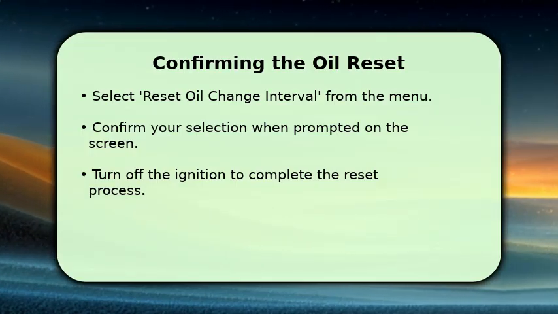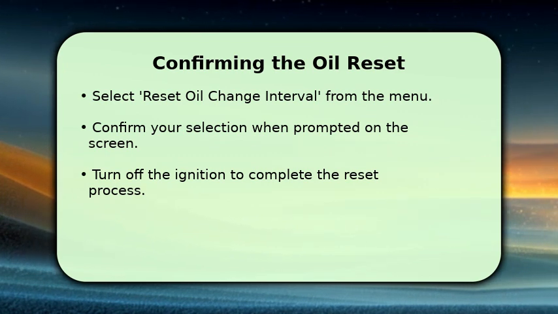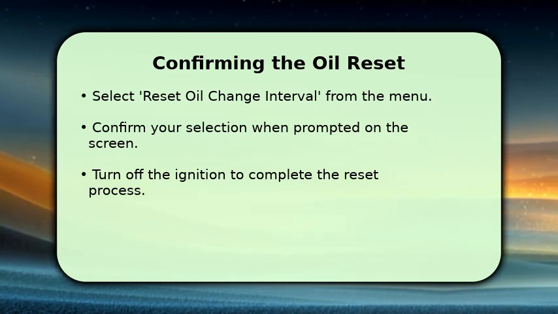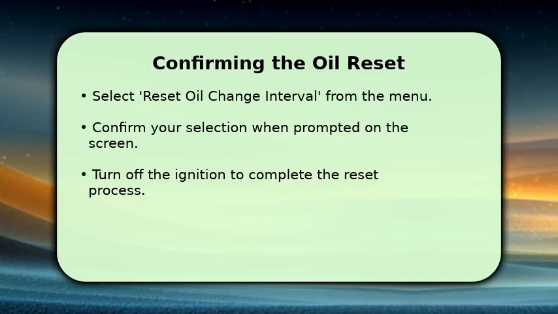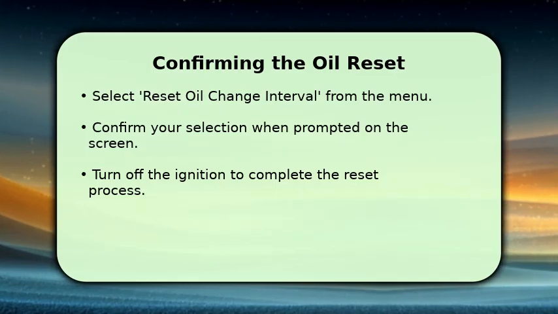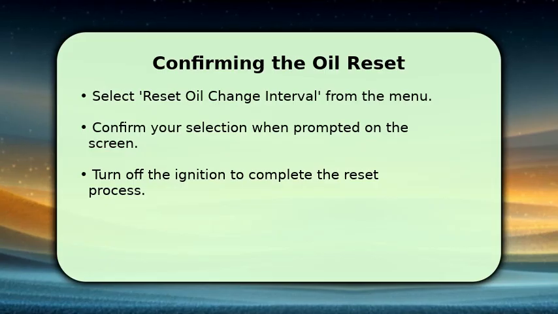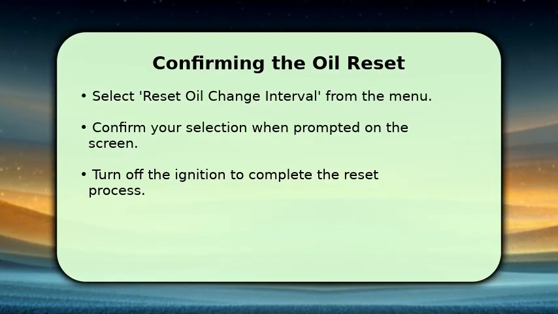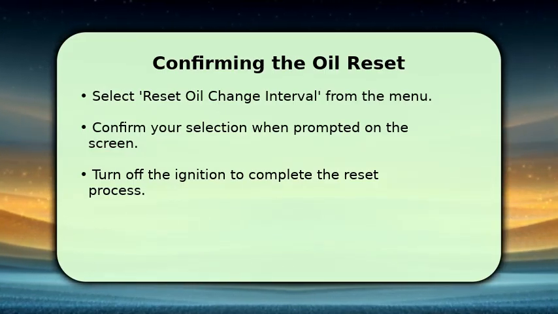The system will then ask for confirmation. Choose Yes to proceed with the reset. After confirming, the oil service light should clear. Finally, turn off your Audi Q5's ignition to finalize the process and save the new settings.